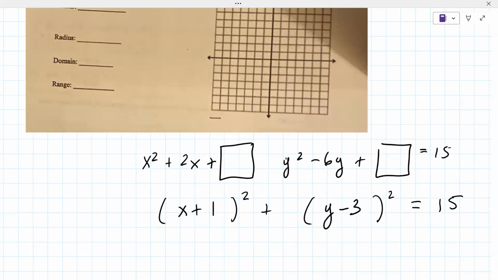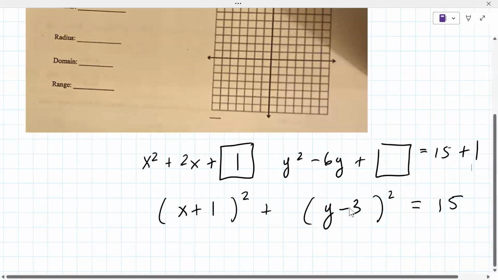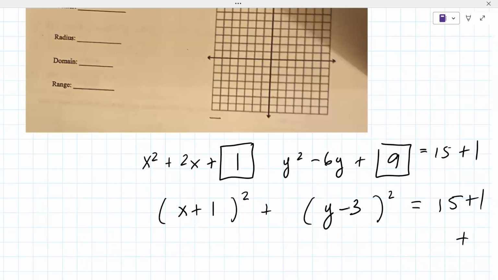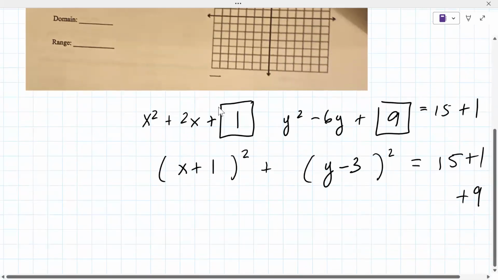Y minus 3 squared. And so the number that goes in the box is the number that you square. So would I just say x squared plus 2x plus 1 and y squared minus 6y minus 9? Well, because you're squaring the -3, it becomes +9. Okay, yeah, that's true. Plus 9 equals 15.